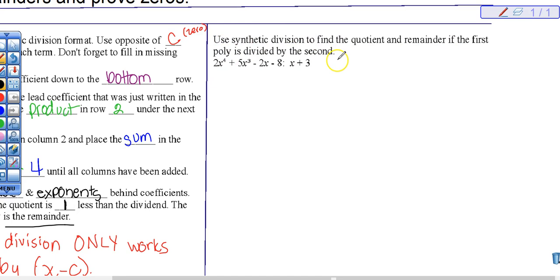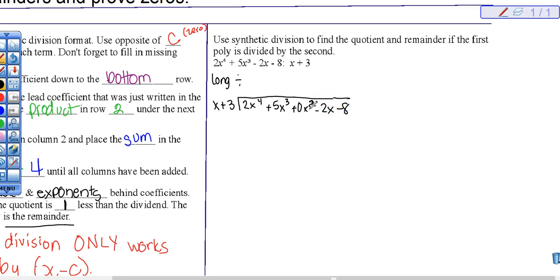Well, first we're going to do the long division example because I'm asking you to compare. So quickly, in the long division, we would be doing x plus 3 goes into 2x to the fourth plus 5x cubed. Oh, there's no x squareds. So plus 0x squared minus 2x minus 8.